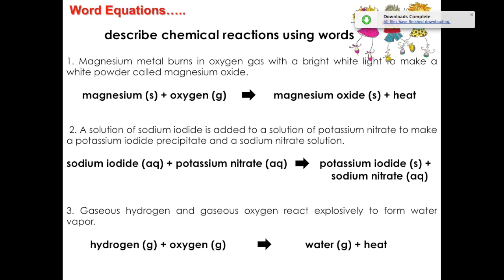Number 2, a solution of sodium iodide is added to a solution of potassium nitrate to make a potassium iodide precipitate and a sodium nitrate solution. This transfers to an equation: sodium iodide, aqueous, plus potassium nitrate, aqueous, yields potassium iodide, solid, plus sodium nitrate, aqueous.